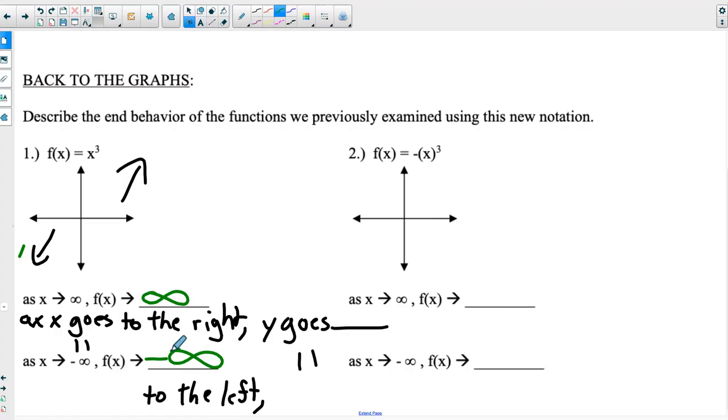So negative x cubed looks like what? Yeah, all right. So I got negative x cubed. So this one, as I go to the right, where am I going? Down. So I'm going to negative infinity. And as I go to the left, I'm going to positive infinity.